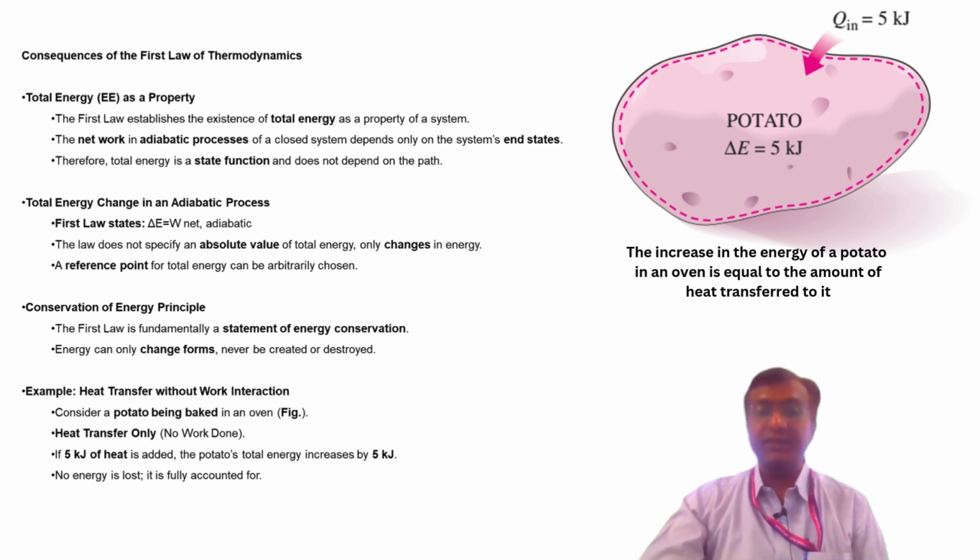Coming to the next, the total energy change in an adiabatic process. As we know, the mathematical expression for the first law is given by: the change in energy is equal to the net work done in case of an adiabatic process. It is important to note that the first law does not specify an absolute value of total energy. It only describes the change in energy which is happening during that process. Therefore, we can arbitrarily choose a reference point of total energy, and this is similar to how we choose a reference point for potential energy in mechanics.